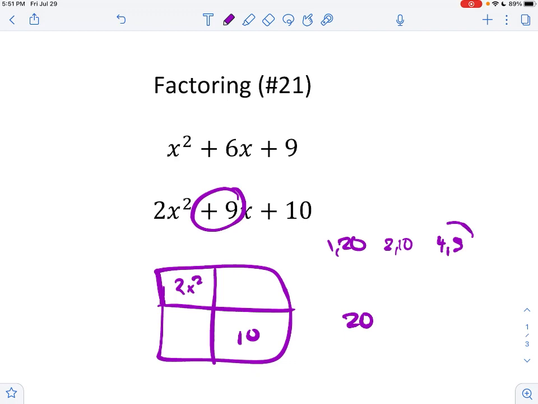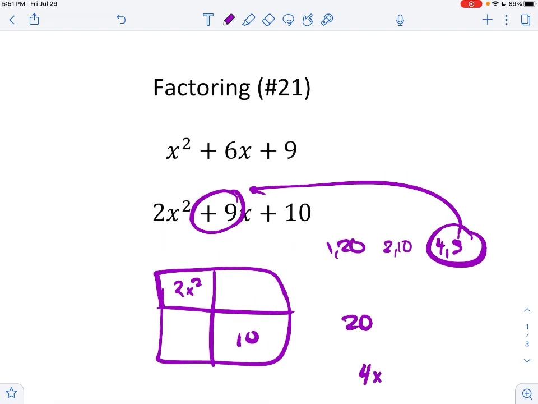Okay, so these two factors, when I add them together, I get this middle term, and when I multiply them, I get 2 times 10, which is exactly what we want. So we're going to have factors of 4x and 5x, and you're going to write these individually in these two last boxes. It doesn't matter where you write them, just keep in mind your signs.